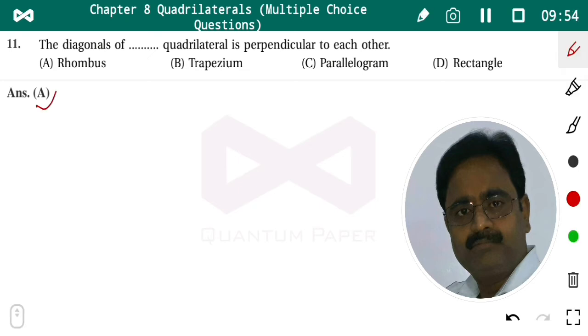और ट्रेपेजियम, पैरेललोग्राम एंड रेक्टेंगल किसी भी क्वाड्रिलेटरल के डायगोनल्स परपेंडिकुलर नहीं होते. तो किसका डायगोनल्स परपेंडिकुलर होता है? रोम्बस का डायगोनल परपेंडिकुलर होता है, राइट फ्रेंड्स. सो मूव ऑन द नेक्स्ट क्वेश्चन नंबर 12th.